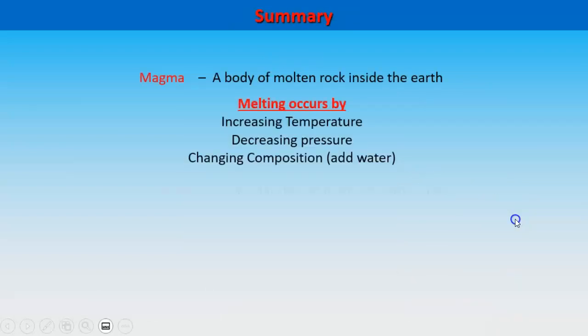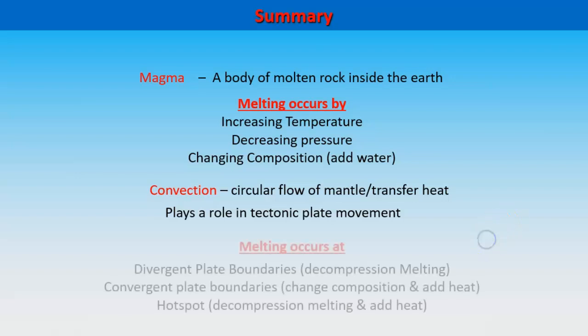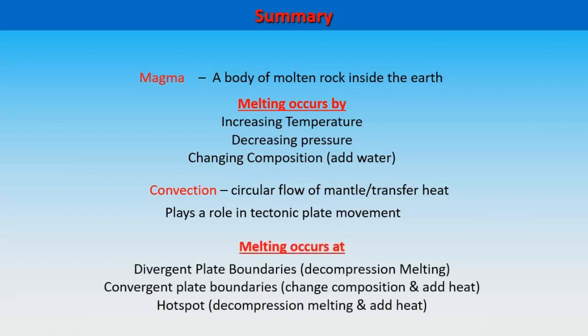Okay, so the take home for this initial thing is magma inside the Earth. It's being created because we're either increasing temperature, decreasing pressure, or changing the composition. Convection is playing a role in moving around heat inside the Earth, which is moving plates, which is causing decompression melting or some other change in composition melting. And these are the kinds of processes that are occurring in here.